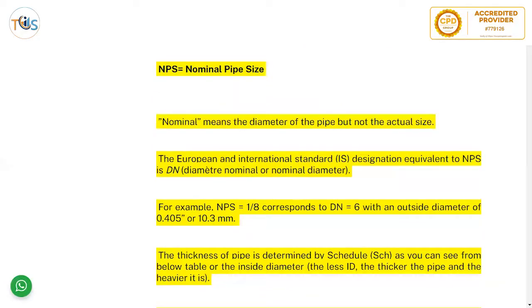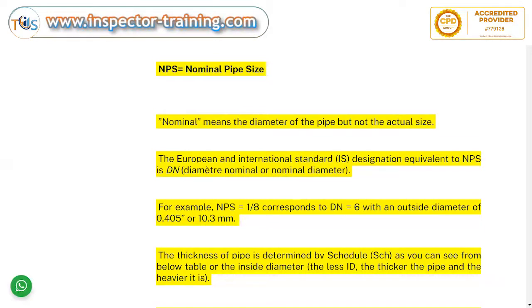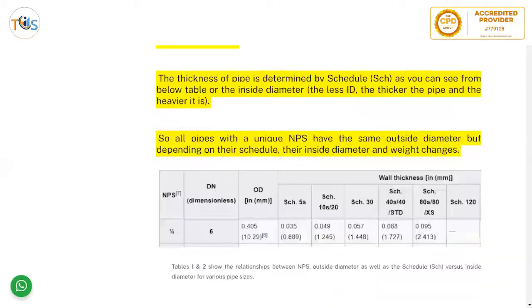NPS, nominal pipe size. Remember this, sometimes exam questions are as easy as this. What does NPS mean? Nominal means the diameter of the pipe but not the actual size. The European and international standard designation equivalent to NPS is DN, diameter nominal or nominal diameter. For example, NPS 1/8 corresponds to DN 6 with an outside diameter of 0.405 inch or 10.3 millimeter.